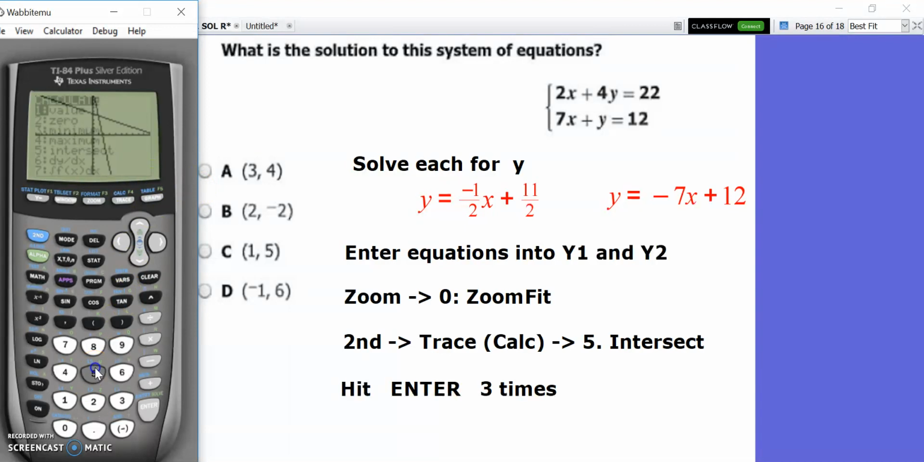And the intersect button is 5. And really, you can line it up by just taking guesses on the curves, but almost every single time you can just click enter 3 times and it's going to work. That's why I wrote enter 3 times down here. 1, 5.